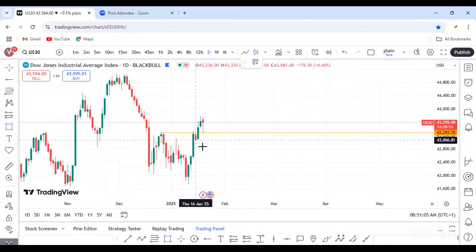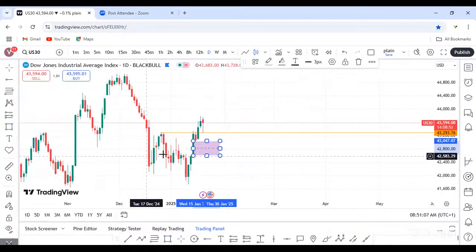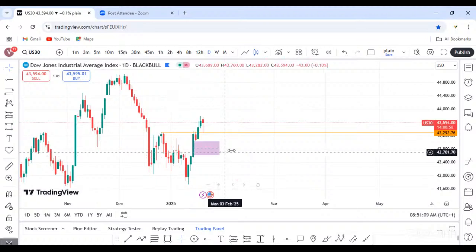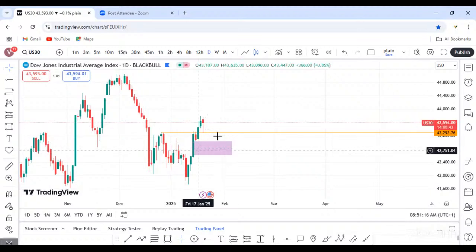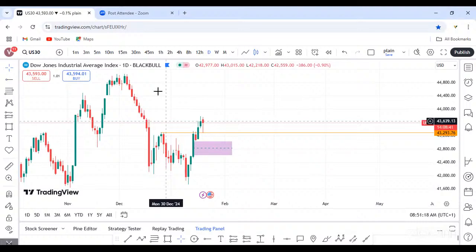The price comes back to test it again. I don't really think so, right? So 50% of the, or even the entire fair value gap, price testing it, and then, or most likely 50%, and then you see a push to the upside again.